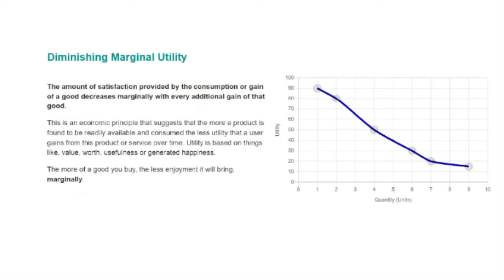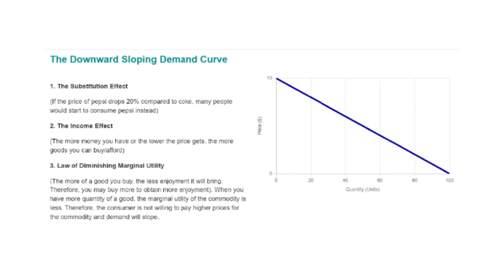To summarize, the amount of satisfaction provided by the consumption or gain of a good decreases marginally with every additional gain. And this explains why the demand curve is downward sloping. The more quantity you have of a good, the lower the marginal utility of that commodity is going to be. Therefore, the consumer is not willing to pay higher prices for the commodity, and the demand curve will slope downwards.